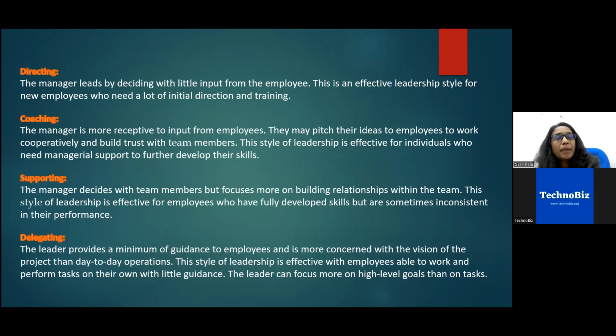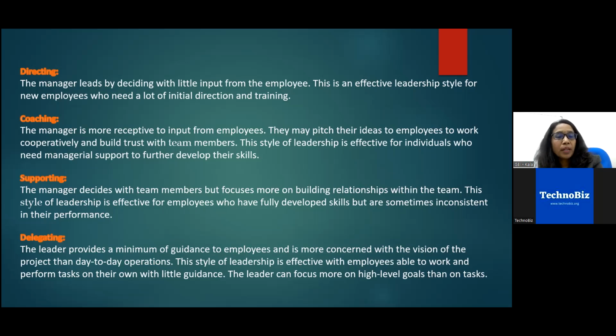What is directing? The manager leads by deciding with little input from the employee. So he will decide, but will still ask for input from the employee. This is an effective leadership style for new employees, who need a lot of initial direction, guidelines, and training. Okay, coaching. In coaching, the manager is more receptive to input from employees. They may pitch their ideas to employees to work cooperatively and build trust with the team members. This style of leadership is effective for individuals who need managerial support to further develop their skills.